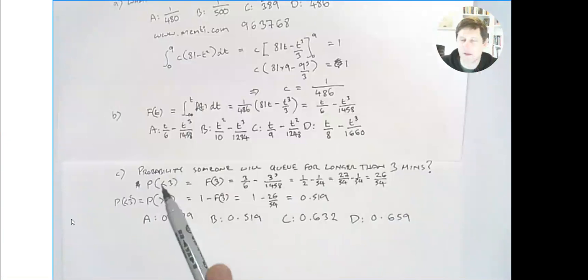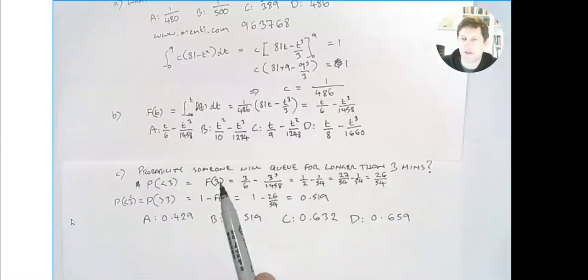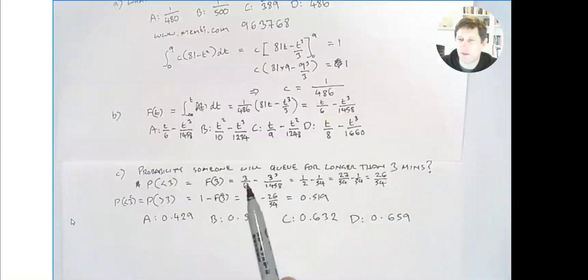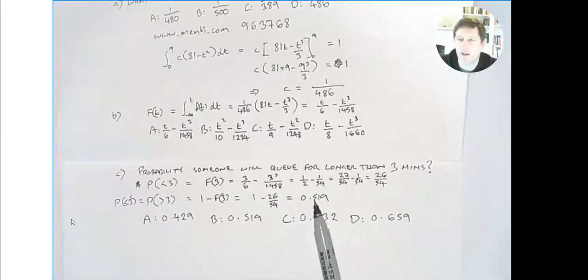So here we go. The probability less than 3 minutes is equal to F3. So you put 3 into your cumulative distribution function and you get 26/54. And the probability of the complement of less than 3 is equal to the probability of greater than 3 minutes wait, and that's equal to 1 minus F3, which is equal to 1 minus 26/54, and that's 0.519. So good, well done to everyone who got that.